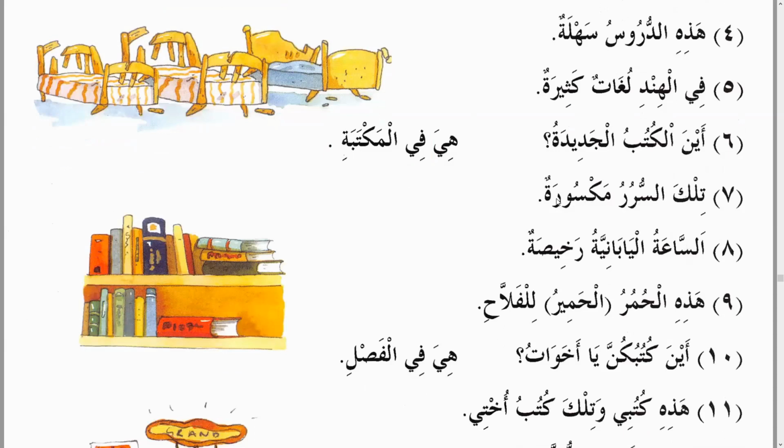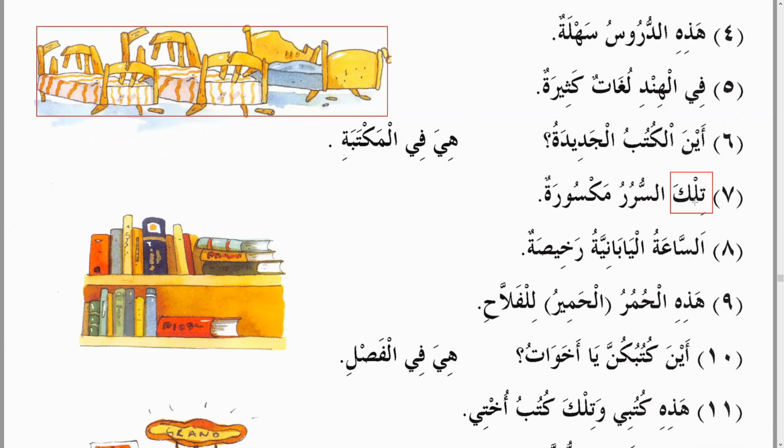Tilka sururu maksuratun. These beds. What is surur? Sarir is one bed, and the plural is surur. These beds. And we are using tilka instead of saying ulaika. The feminine form is tilka. Zalika is that. Tilka is also that. So we are using the feminine form here, which is tilka. Tilka surur. Those beds.